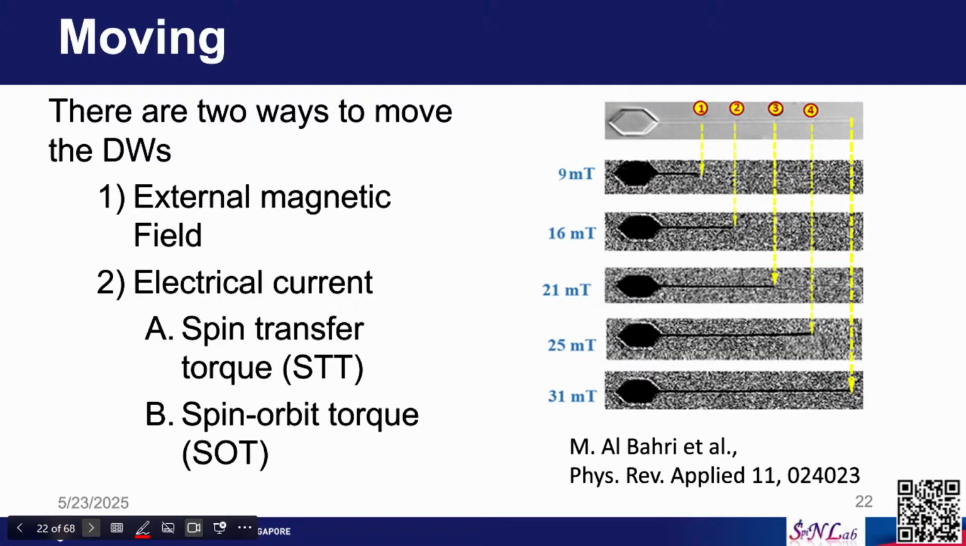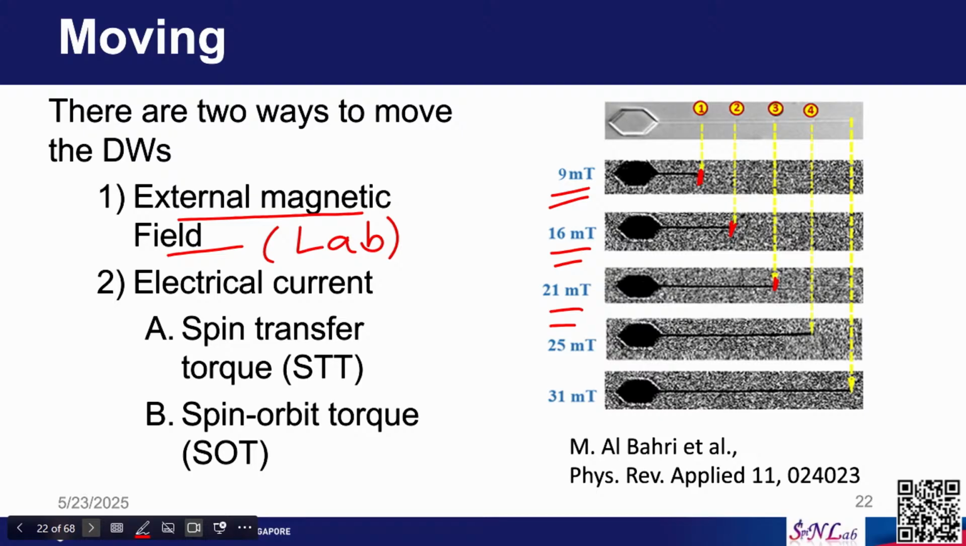So, writing alone is not enough, we need to move the domain walls. We can move domain walls using many different methods. One way to move domain wall is by applying external magnetic field. This is okay if you are doing research in lab. You want to see the domain walls move, you can use your electromagnet in the lab and move the domain walls. So, in this picture you can see the researchers applied external magnetic field and moved the domain wall from here to here, then at 21 millitesla the domain wall moved here and so on.